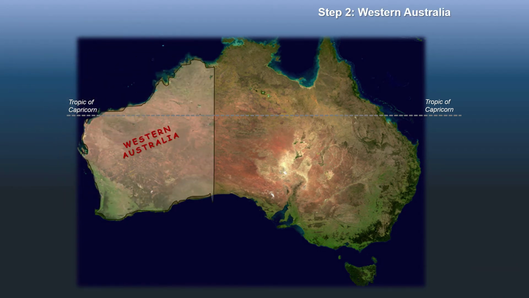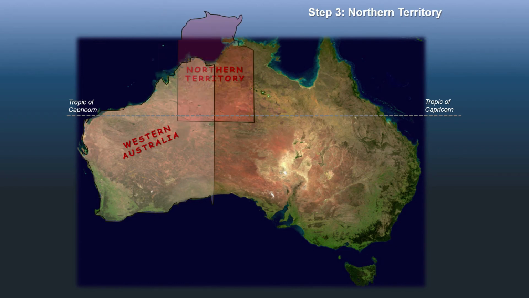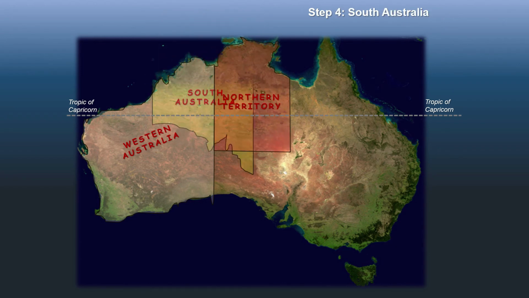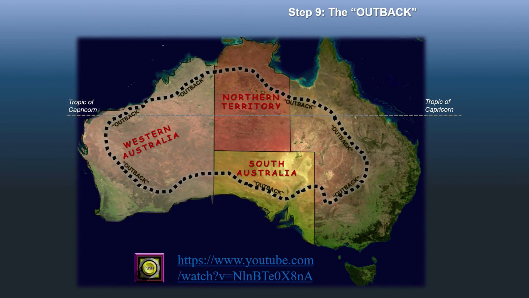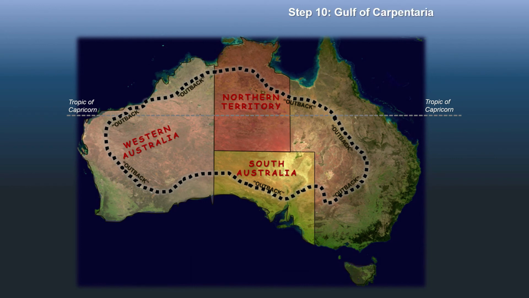Step 2, in this case, you'd have Western Australia. I ask students to shade it in with a different color as each territory appears. So I'm going to show you a few of the territories and then I'm going to skip to step 9. Students will then trace the outback.